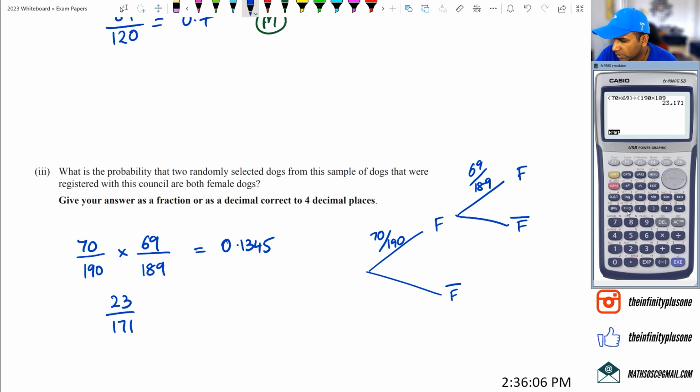No working is shown as a decimal. Answer must have at least 4 decimal places. Okay, so the correct grade for this is going to get you a correct answer. 0.1345 is going to get you a Merit. You could get Achieved with just this, writing this, you could get an Achieved. Yeah, so that's pretty much it for this question. Cool. We're going to question 3 next.